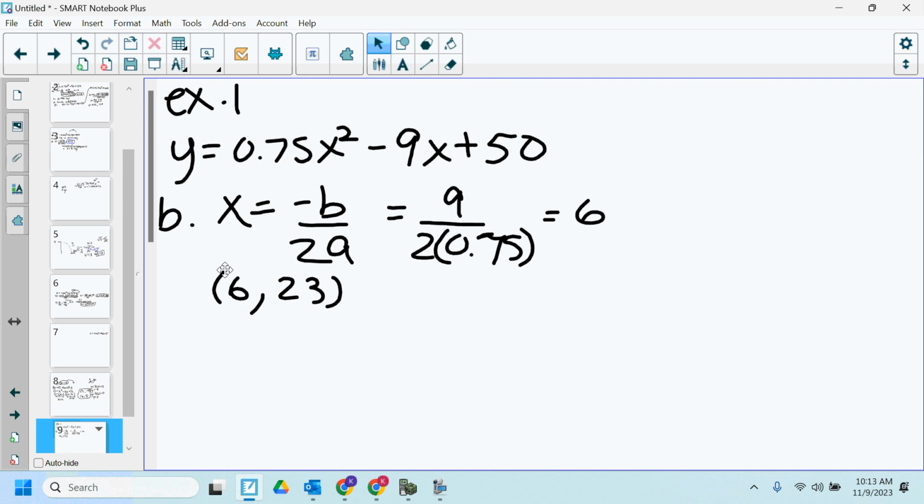How do you find your axis of symmetry if you know this is your vertex? Think about it: your axis of symmetry cuts it in half, right? So what type of line? Vertical. So how do I write a vertical line? Yes, x equals 6.